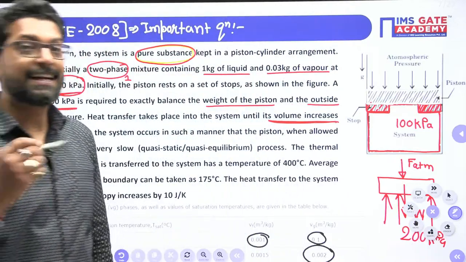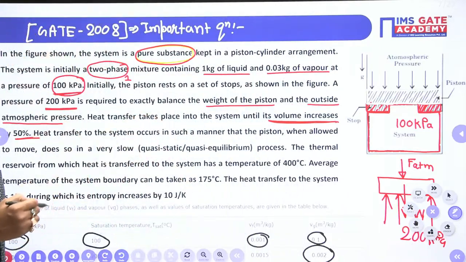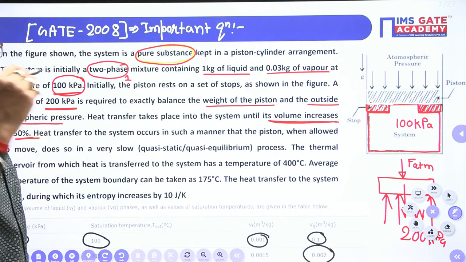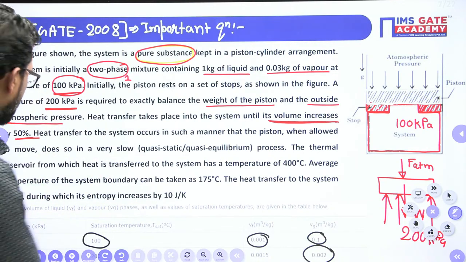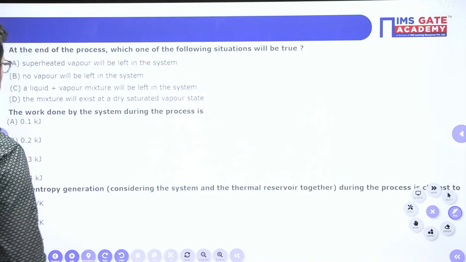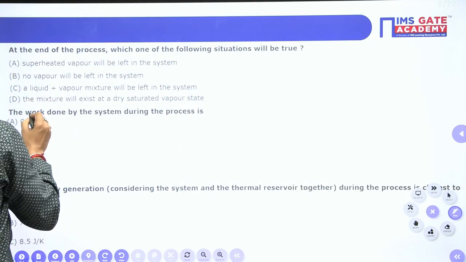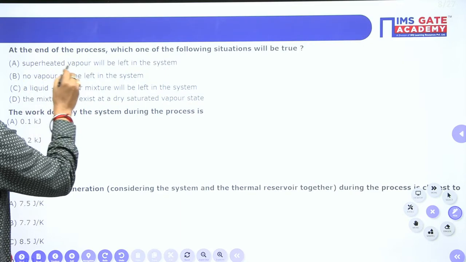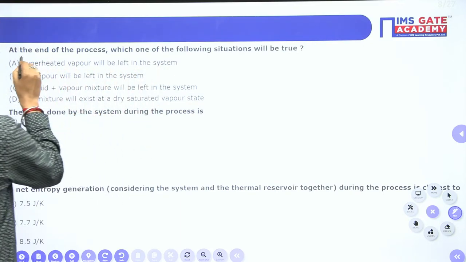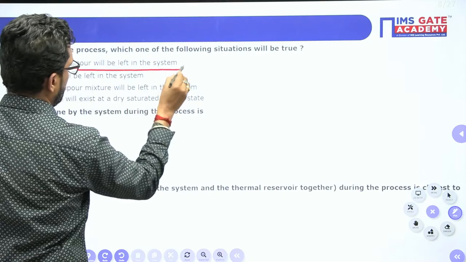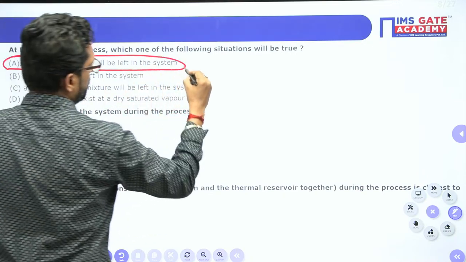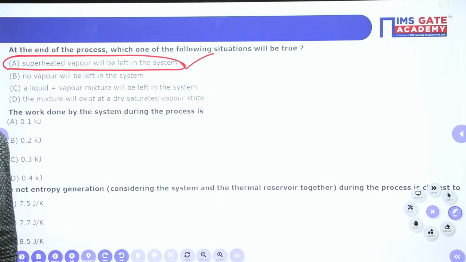So V3 is greater than Vg at 200 kilopascal, so V3 is in the superheated region. So this is your superheated. What is that? A. Superheated vapor will be left in the system. This option is correct.